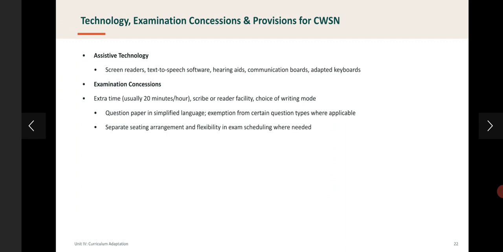So it is given like the concepts and introduction. Let me tell you. Assistive technology: screen readers, text-to-speech software, hearing aids, communication devices. These are assistive technology. Examination concessions, of course, 20 minutes extra, question paper in a simple language, separate seating arrangements as per their abilities. These things will be given.